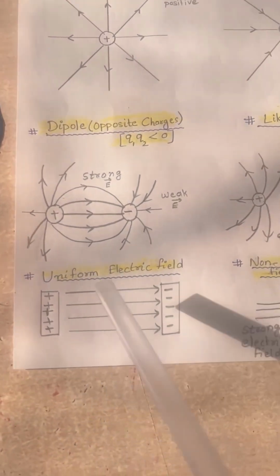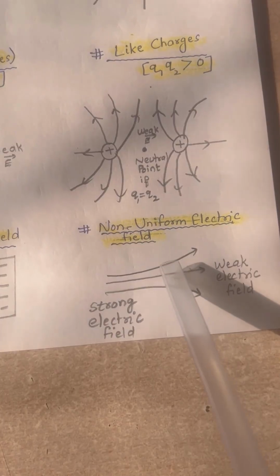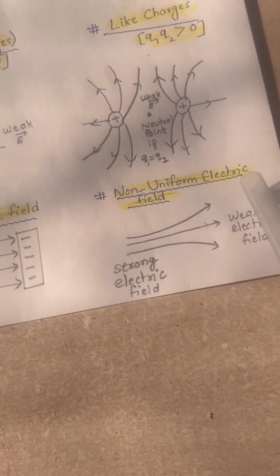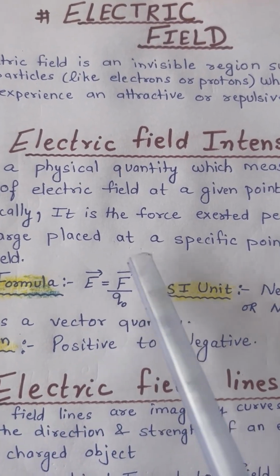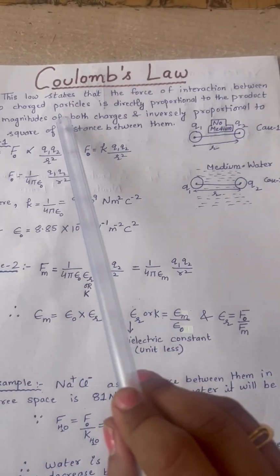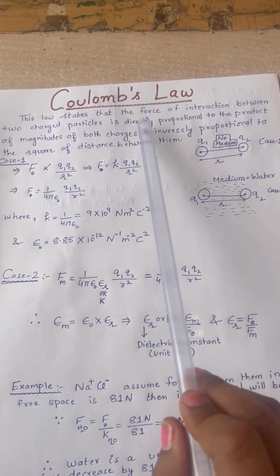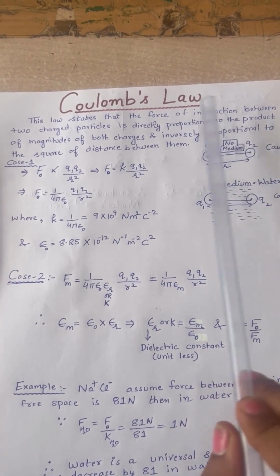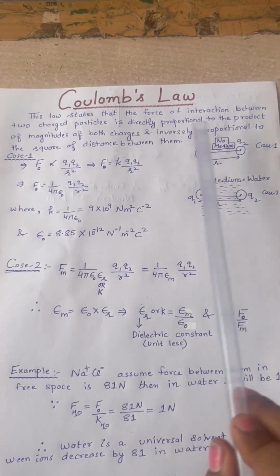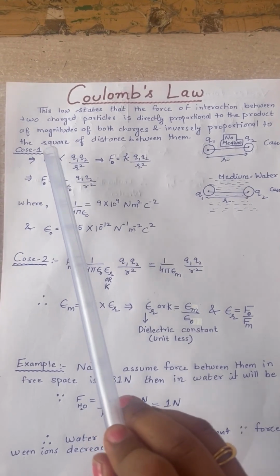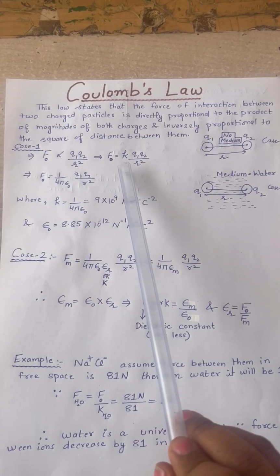Now, for uniform electric field, the spacing between the electric field lines will be the same, and for non-uniform, the spacing will not be the same. For stronger field, they will be closer, as shown in the figure. Next, in order to understand this formula, Coulomb's law is introduced, which states that the force between two charges is directly proportional to the product of magnitude of two charges and inversely proportional to the square of distance between them, as shown. In the first case, both the charges are placed in vacuum, like there is no medium between them.